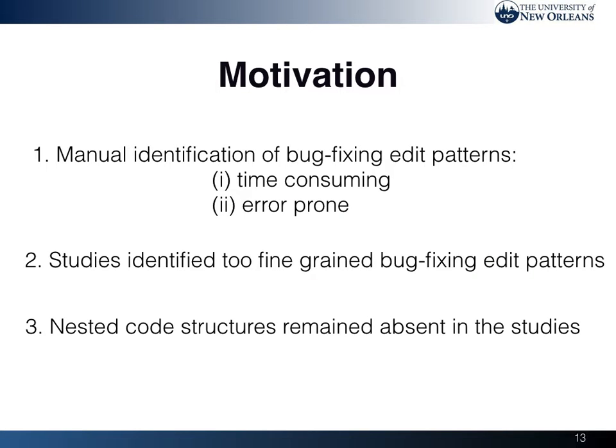In earlier studies, researchers tried to detect bug fix edit patterns manually using source code difference. However, manual identification of bug fix edit patterns using source code difference is time consuming and prone to error. Again, automatic tools are used to compute differences between ASTs, but those tools identify too fine-grained bug fix edit patterns which are often hard for humans to understand, and moreover, nested code structure remained absent in those studies.